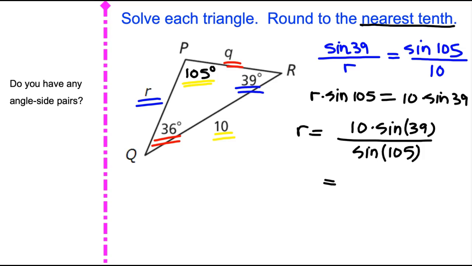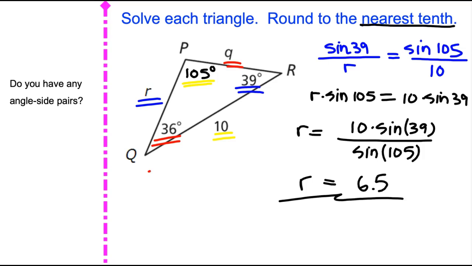Divide by sine of 105. I get 6.5. Okay, that's law of sines. How would you find Q? Same way, you just pick another one.